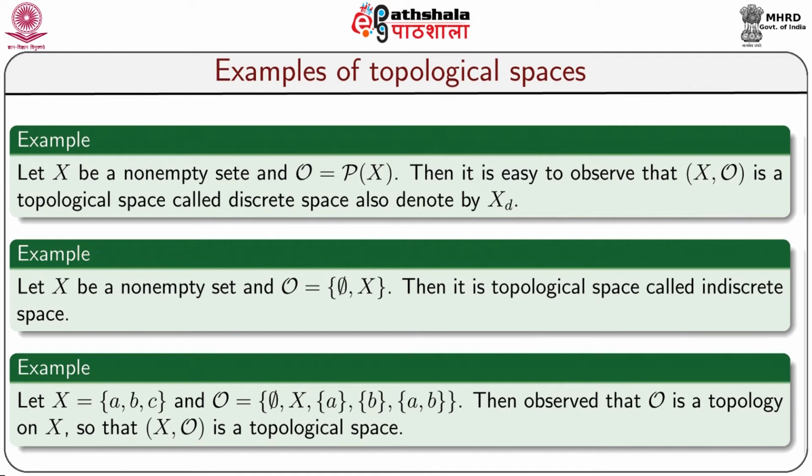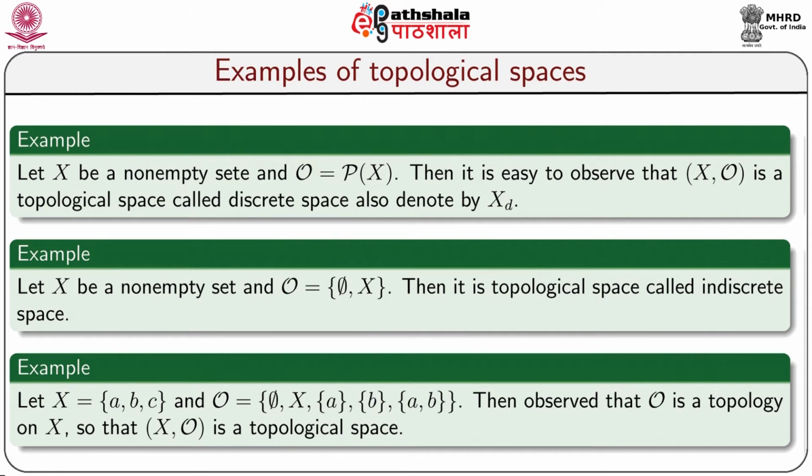Let X be a non-empty set and script O be the power set of X. Then it is easy to observe that (X, O) is a topological space. It is called the discrete topological space. In mathematical situations, the discrete topological space is extremely important. Another example of a topological space is the indiscrete topological space. Here we take as open sets only the empty set and X. This is not so important a topological space, but I have given it just as an example.